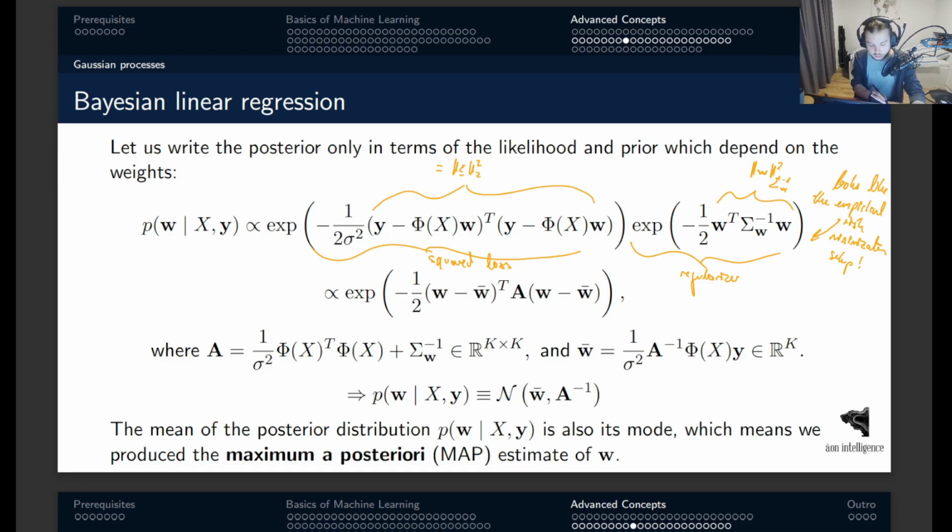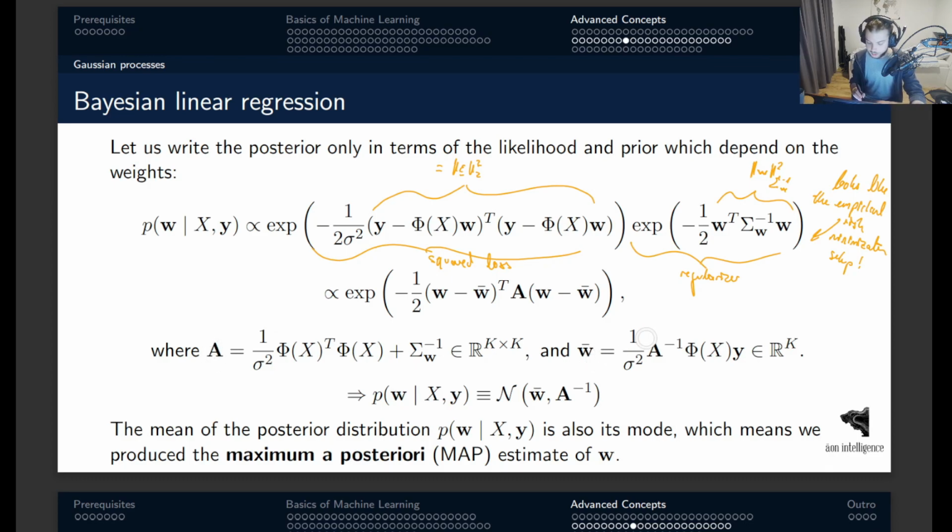So what are those quantities? A is equal to some constant times the uncorrected empirical covariance matrix of our feature map dataset, plus the inverse covariance matrix of our parameter vector W. And this object is just of dimensionality k by k. And we can see that A is indeed positive definite because we have this positive definite empirical covariance matrix phi x transpose phi x plus the inverse of another covariance matrix. And this is also positive definite. And the sum of two positive definite matrices is positive definite, and scaling them also leads to a positive definite matrix. So A is positive definite.